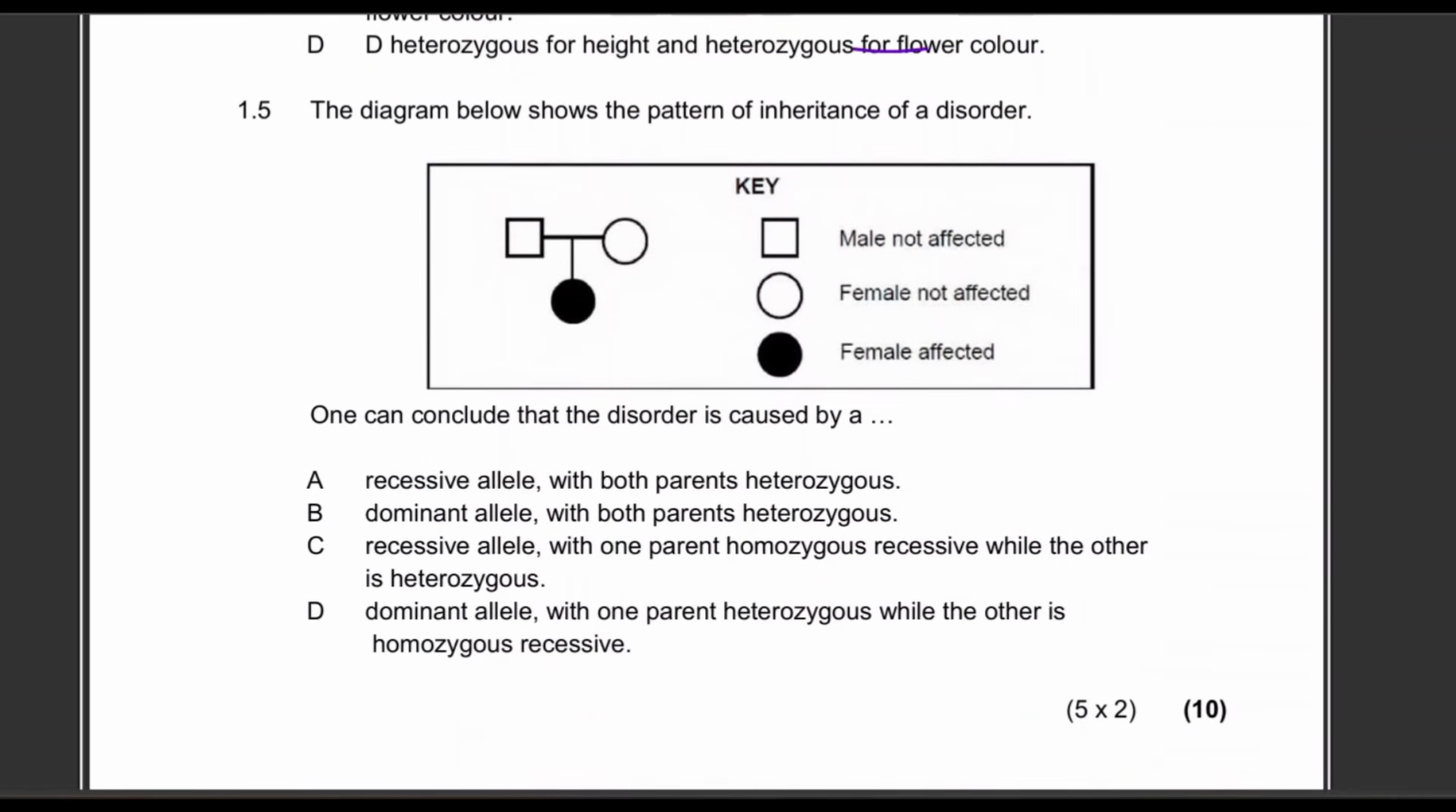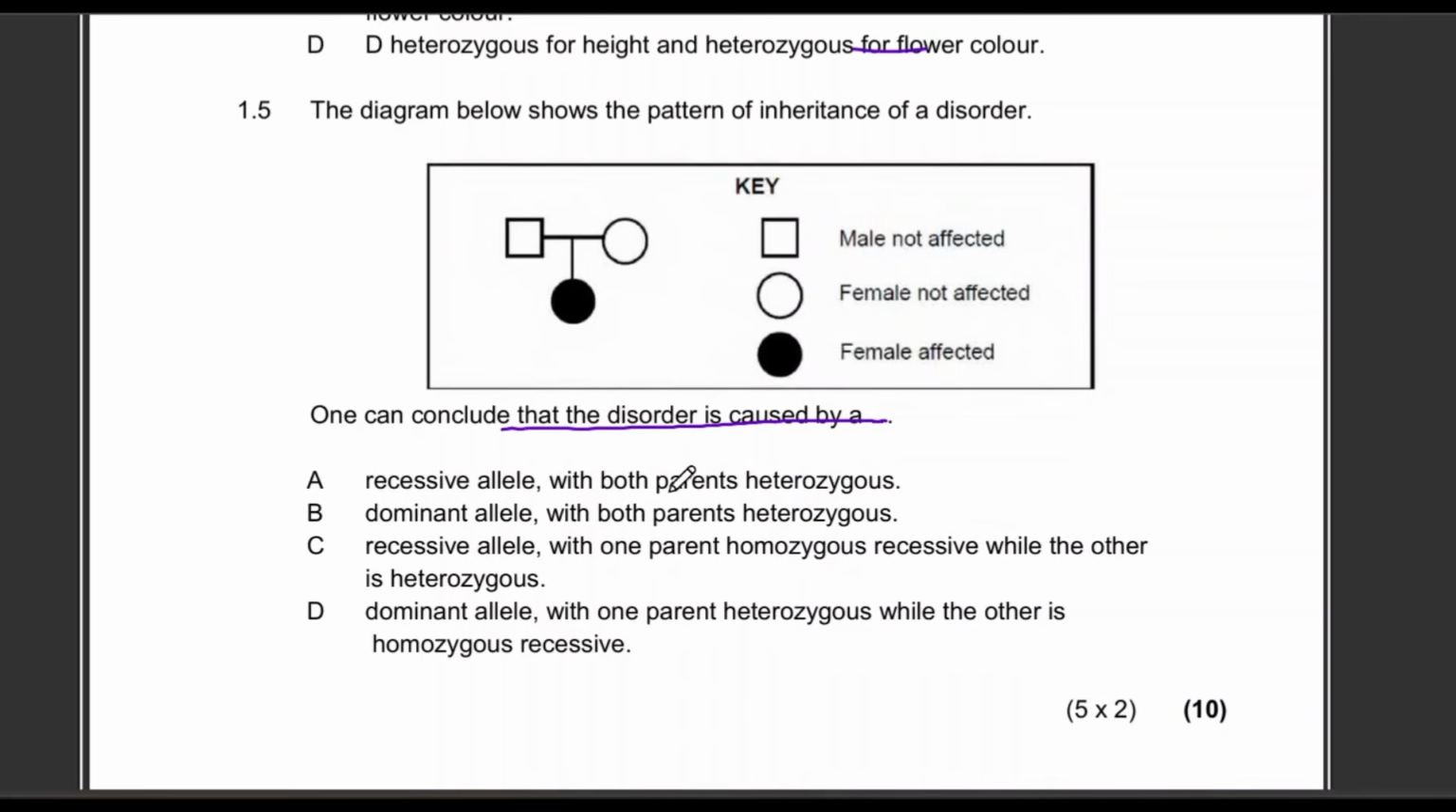Last one, the diagram below shows a pattern of inheritance of a disorder. So what we're having here as a key is this particular male is not affected by the disorder and this female is not affected, but then they're having one child and this child is a female that is affected by the disorder. One can conclude that the disorder is caused by what? So is the disorder caused by a recessive allele or a dominant allele? And I think a little bit of information about the parents.